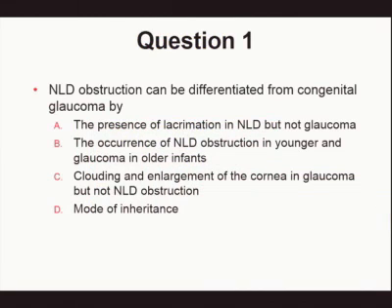I have a few questions that we can do. Nasolacrimal duct obstruction can be differentiated from congenital glaucoma by: the presence of lacrimation in nasolacrimal duct obstruction, but not glaucoma; the occurrence of nasolacrimal duct obstruction in younger and glaucoma in older infants; clouding and enlargement of the cornea in glaucoma, but not nasolacrimal duct obstruction; or the mode of inheritance.